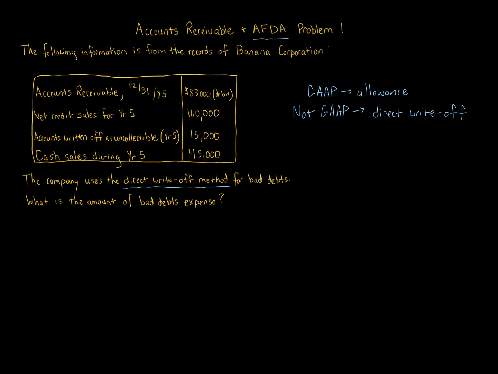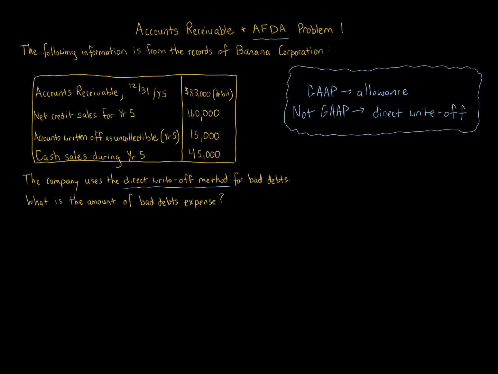Because if you're looking at this problem and you want to stop for a second, you can see that what it's asking is the amount of bad debts expense, and it's actually given to you in the problem. No calculations are needed. That being said, I still want to go over some things because, as you know, these problems build on one another and I want to help you understand. So keep that in mind for later problems: GAAP requires the allowance method.